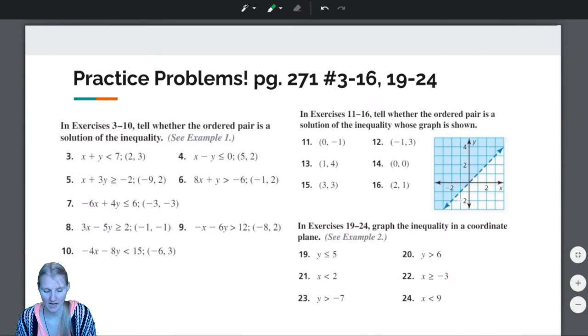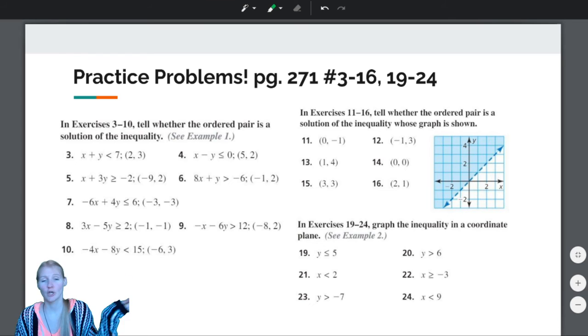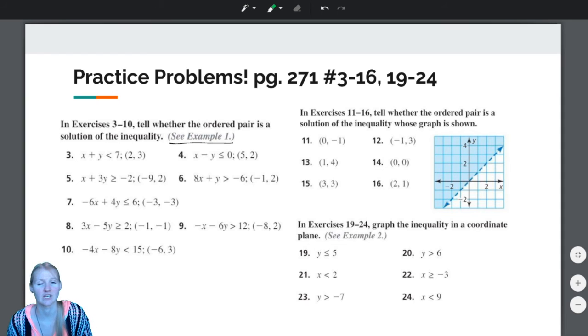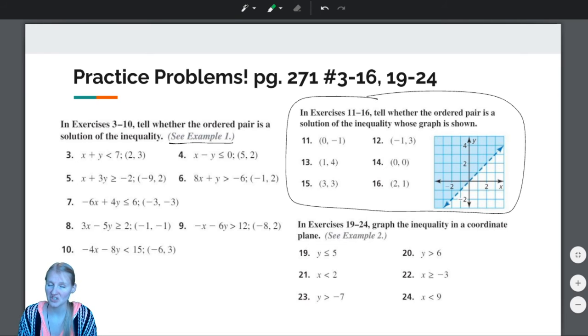Okay, here are some practice problems that you can do to practice the skills that you have learned in this video. The first set of problems is like example one. Tell whether the ordered pair is a solution. See if the point works when you plug it in. This set of questions isn't exactly like anything we did in this video. It's about testing points. So tell whether the ordered pair is a solution of the inequality.